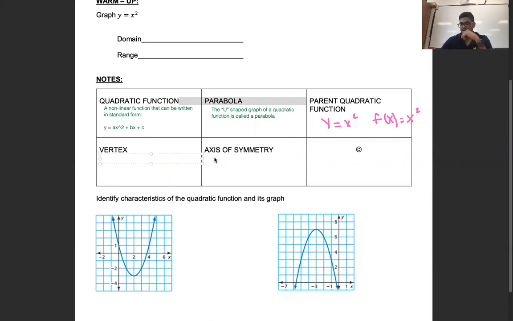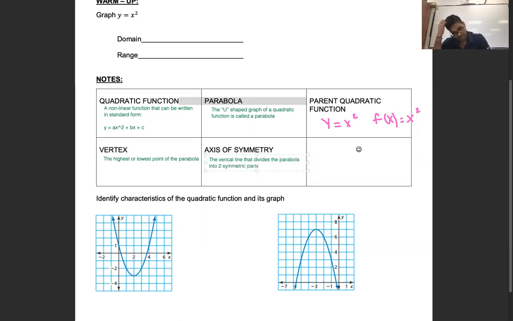The vertex of a graph is going to be the highest or lowest point of the parabola. And your axis of symmetry, last definition here, is the vertical line that divides the parabola into two symmetric parts.